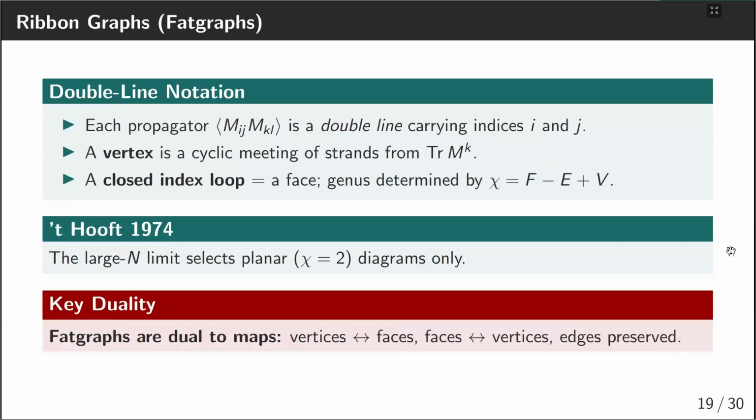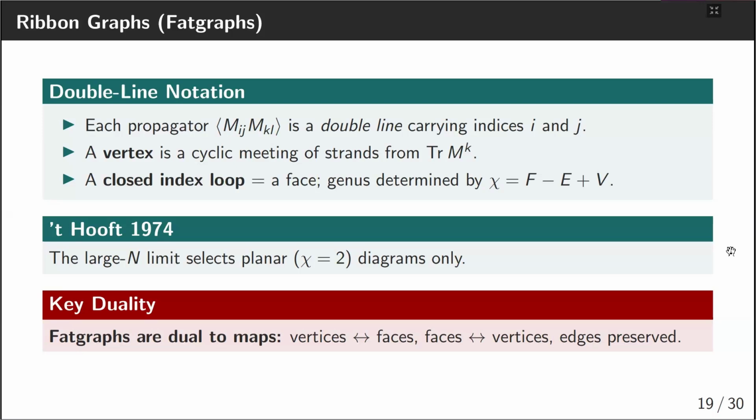We have a double line notation. Each propagator, as we explain in Wick's theorem, is a double line carrying indices i and j. A vertex is a cyclic meeting of strands from the trace of M to the k. A closed index loop is a face. The genus is determined by chi equals F minus E plus V.